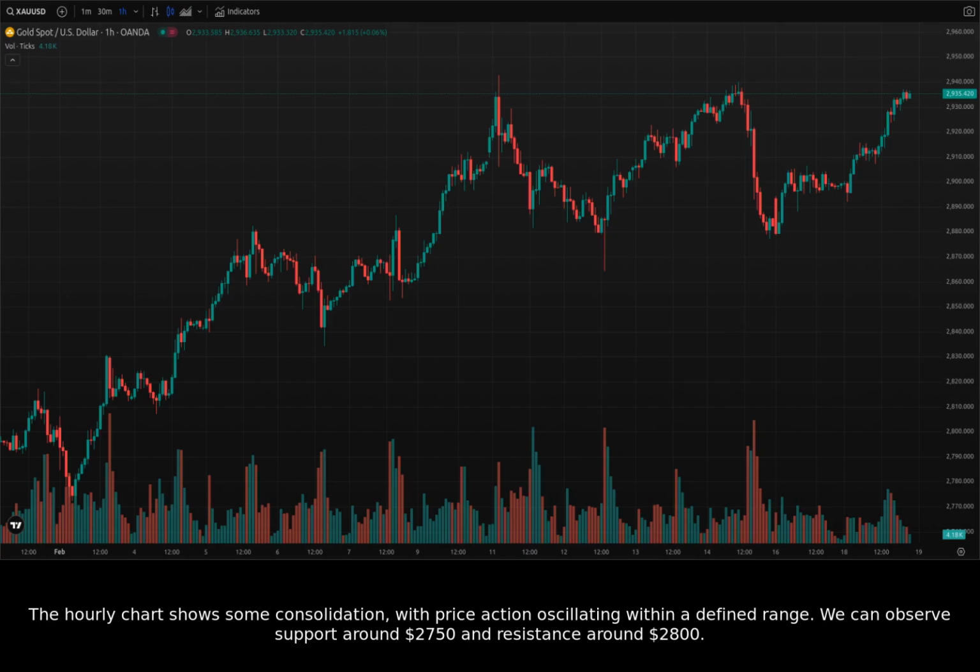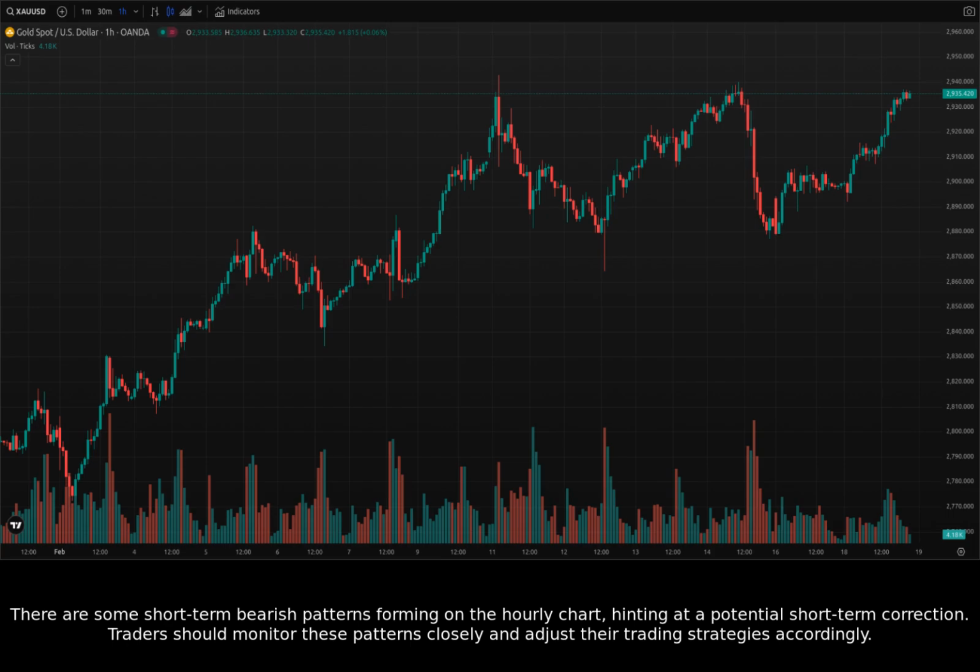We can observe support around $2,750 and resistance around $2,800. There are some short-term bearish patterns forming on the hourly chart, hinting at a potential short-term correction. Traders should monitor these patterns closely and adjust their trading strategies accordingly.